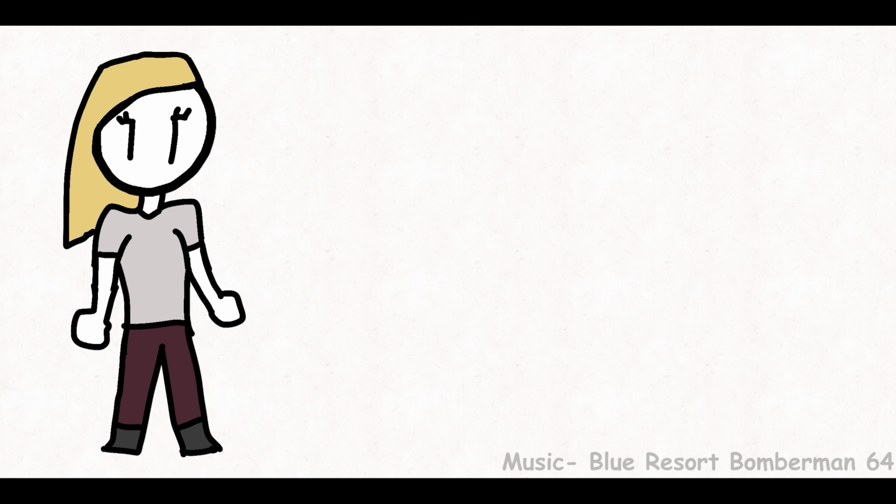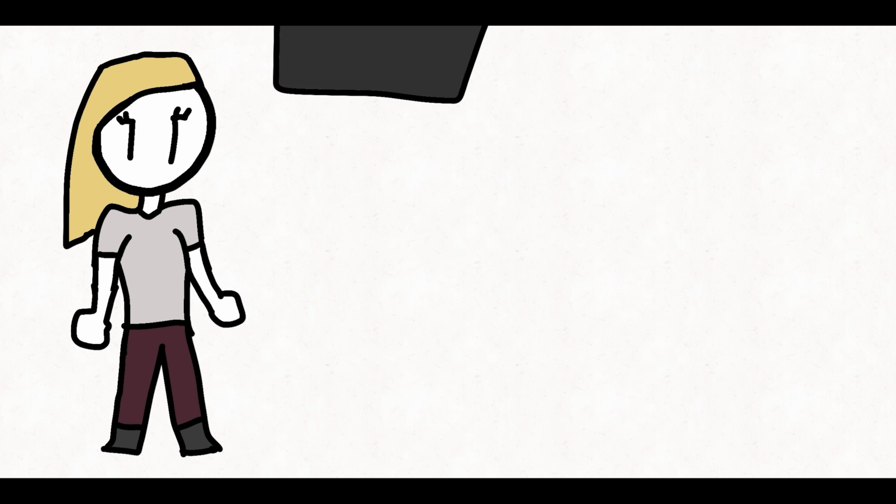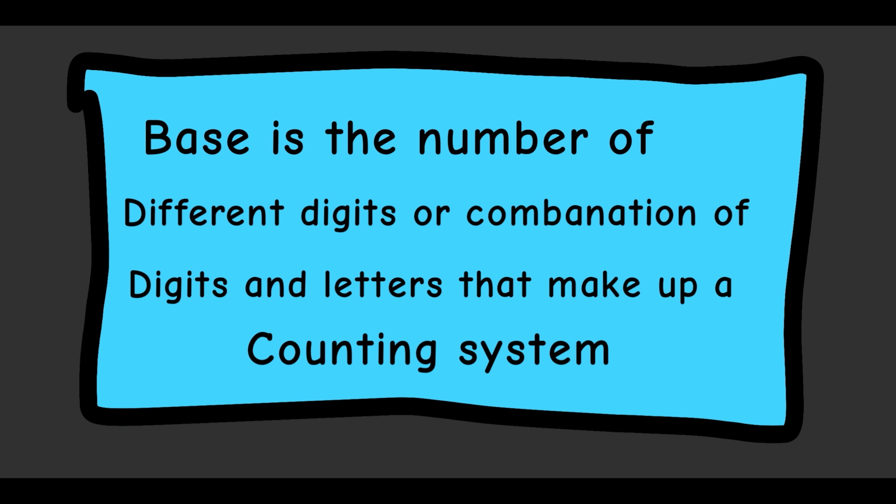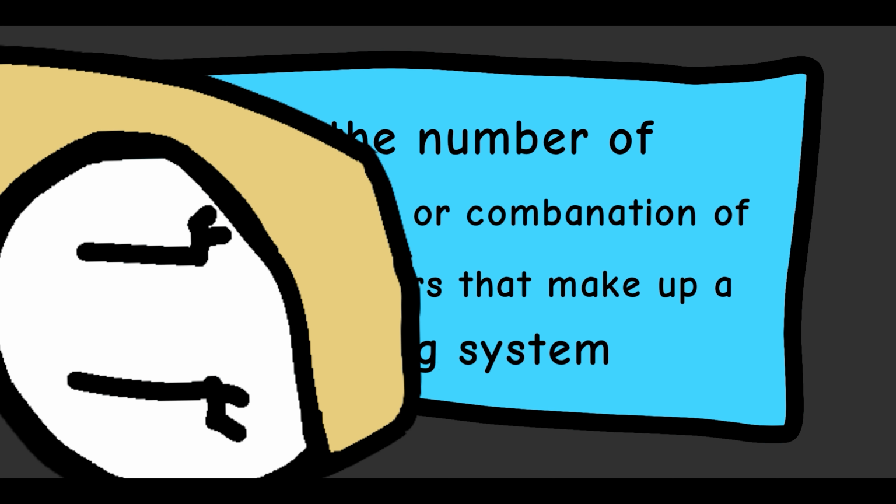One of the main terms that will be used a lot in this video is base. You've probably heard this term before, but it's probably been a while since you've heard it, so here's the definition. Base is the number of different digits or combinations of digits and letters that a system of counting uses to represent numbers. While the most common base is base 10, like in Hindu-Arabic, the one that most of you in the audience likely use, there are other bases.